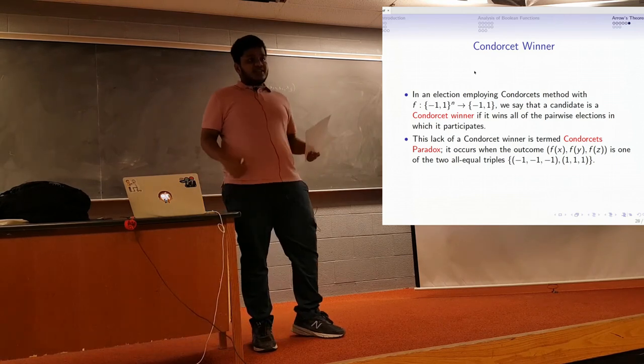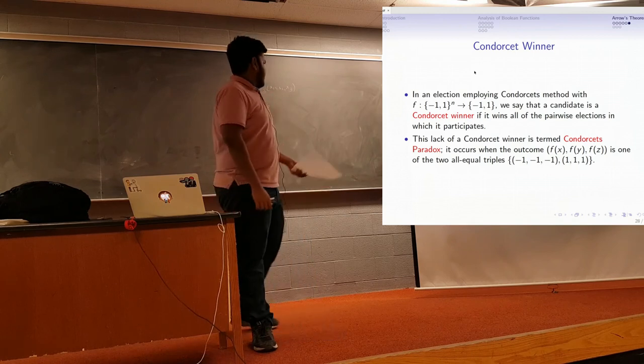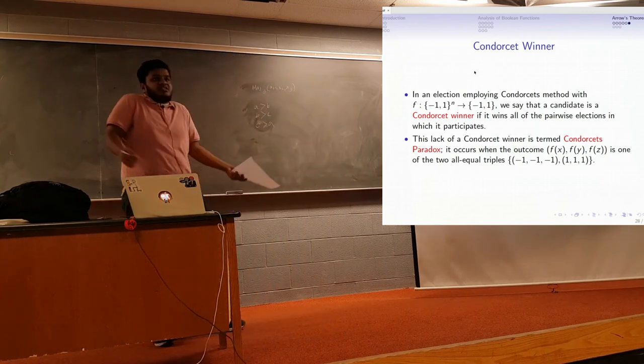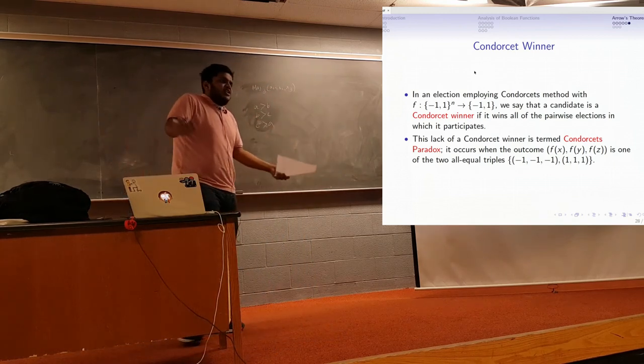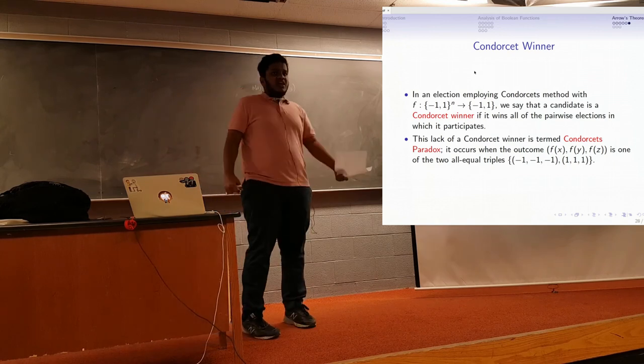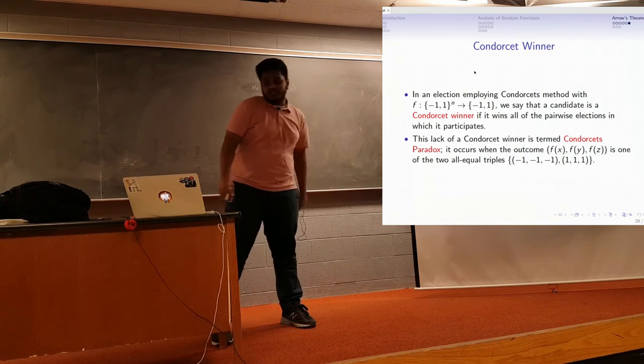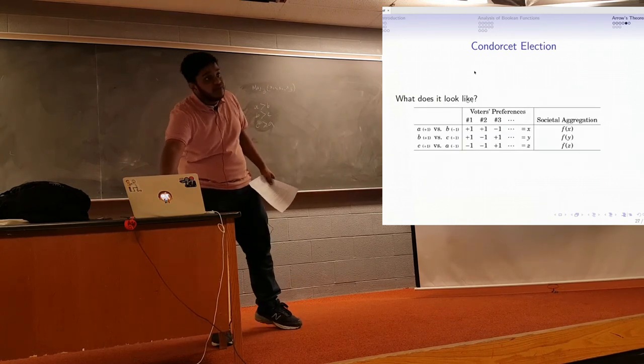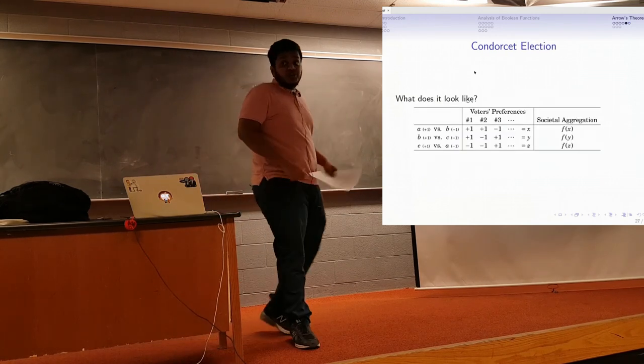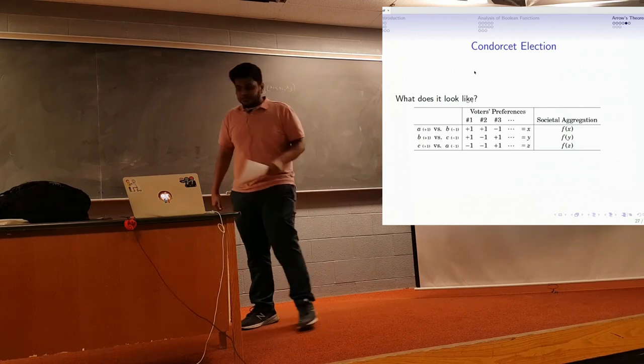So the next thing you might say is, we're using majority here. So, you know, maybe it's just a problem with majority. Maybe majority leads to Condorcet paradoxes. And maybe there are other functions that we can use as aggregation functions here. So other Fs we can use that are not majority that do not lead to the Condorcet paradox.